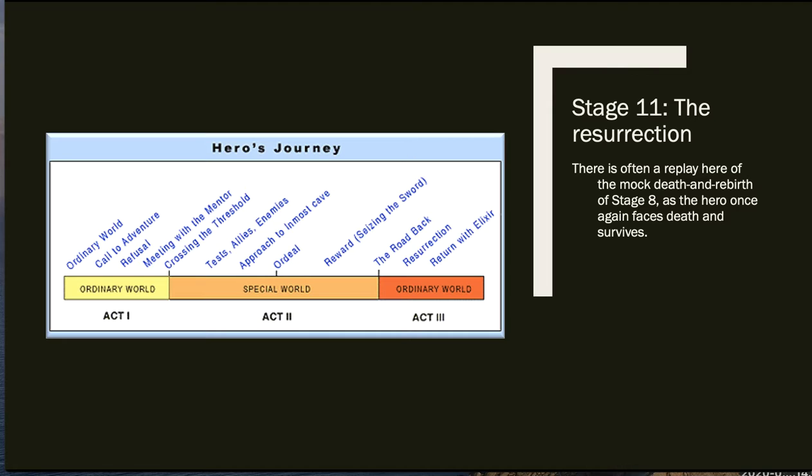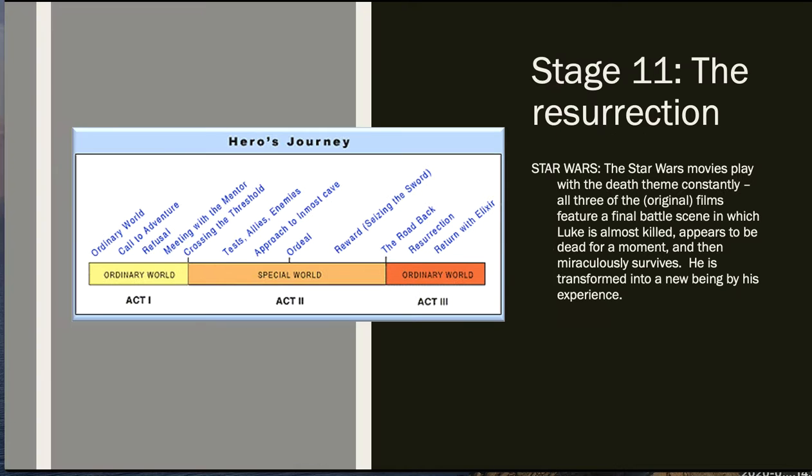So for Star Wars, before I get into Star Wars, there's often a replay here of the mock death and rebirth of Stage 8 as the hero once again faces death and survives. And death can be failure, not just literal death. So in Star Wars, they play with the theme of death constantly. All three of the original films at least feature a final battle scene in which Luke is almost killed, appears to be dead for a moment, and then miraculously survived. He is transformed into a new being by this experience.